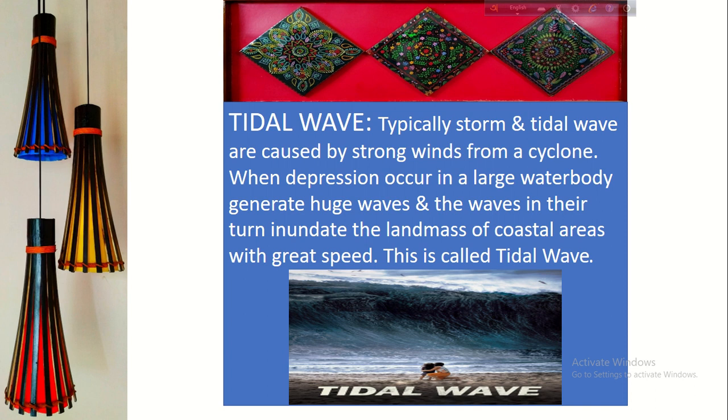Now, tidal wave. Tidal wave and cyclone are interrelated with each other. When cyclone occurs, tidal wave occurs. Typically, storm surge and tidal wave are caused by strong winds from a cyclone. When depression occurs in a large water body, it generates huge waves, and the waves in their turn inundate the landmass of coastal area with great speed. This is called tidal wave. So a tidal wave, a very high wave, can create an unusual rise of water along shore due to strong winds.